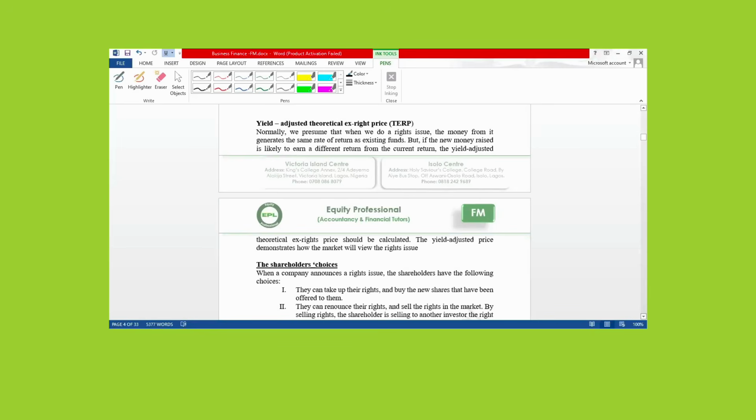Remember, we said rights issue. You are issuing new shares. You are raising additional new funds. You have existing funds before, and that existing fund generated returns before. You now want to raise new funds. The assumption is that the new fund will generate the same return as the existing fund. We now calculate theoretical strike price.